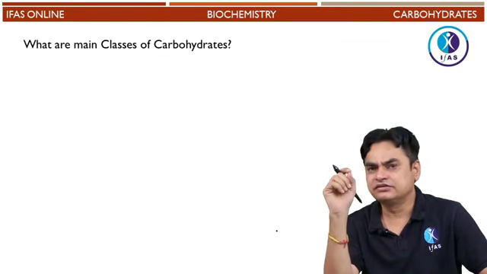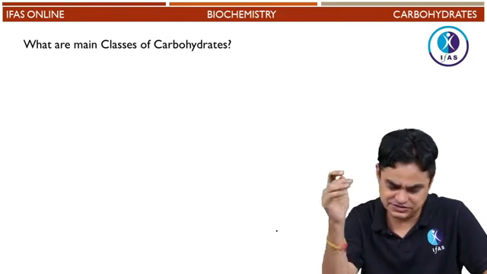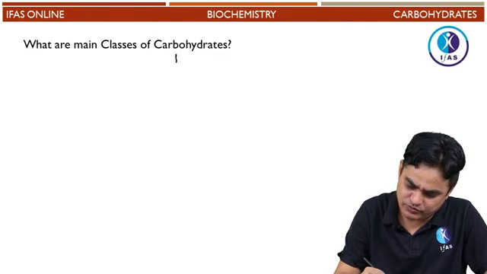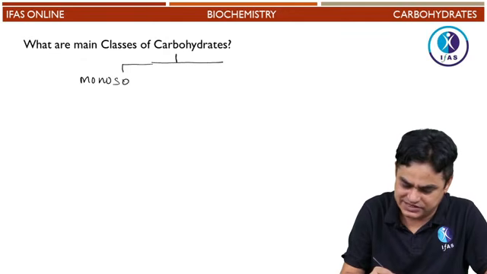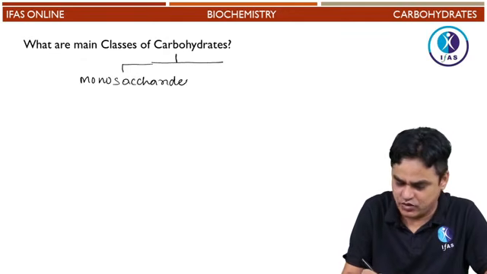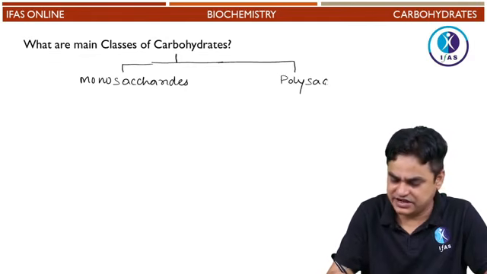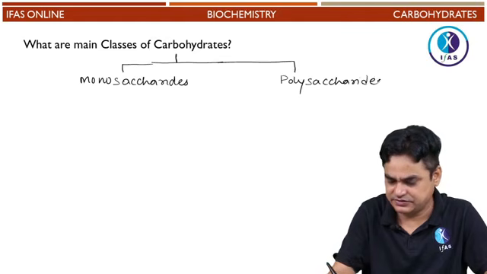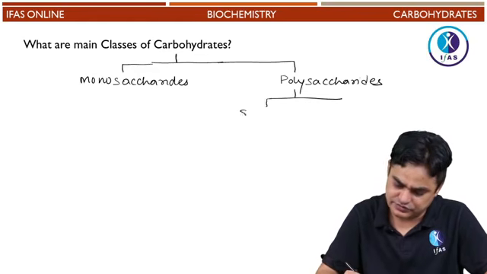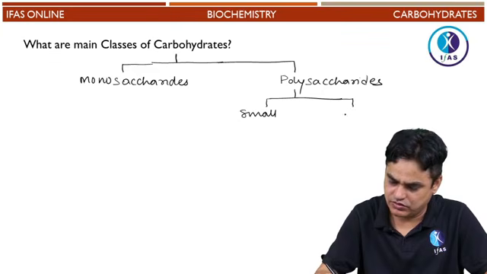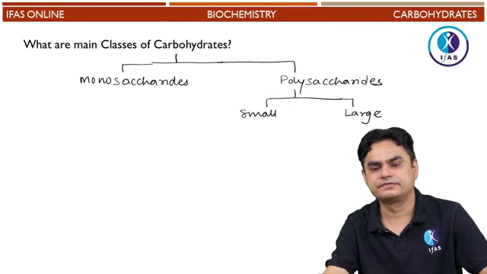Carbohydrates may be broadly divided into two classes. There are two main classes of carbohydrates. This could be monosaccharides, or these could be polysaccharides. Polysaccharides may be small or they may be large.